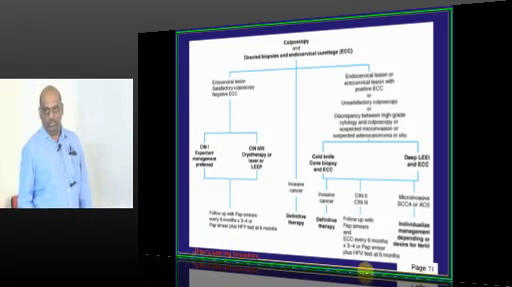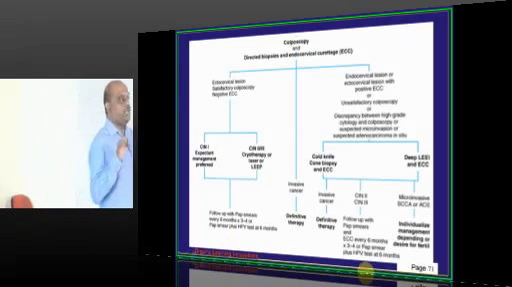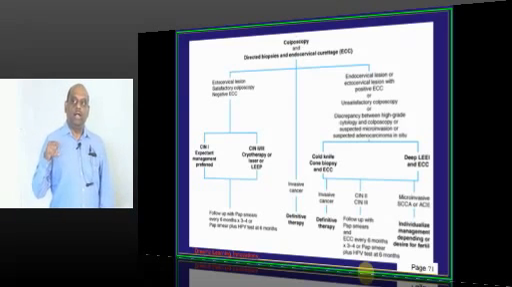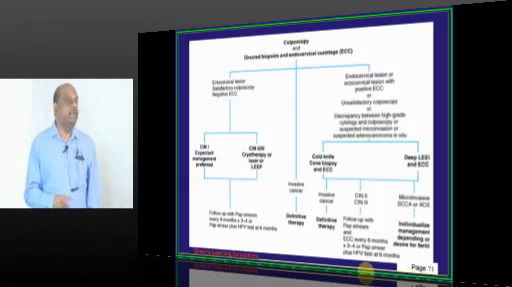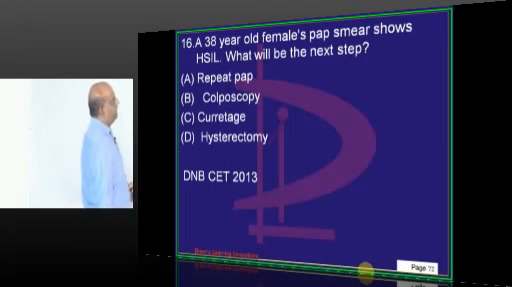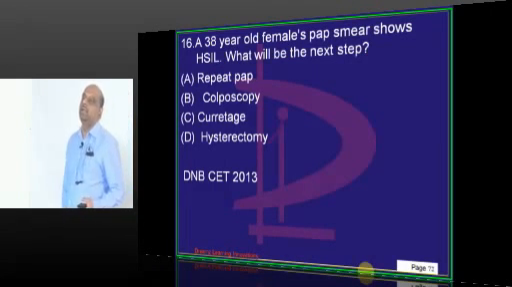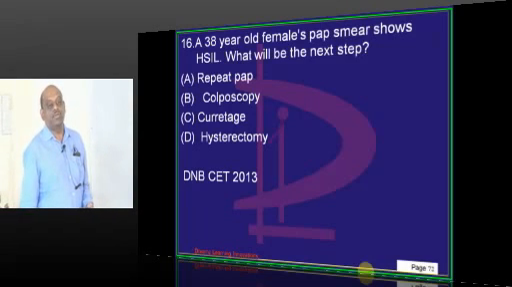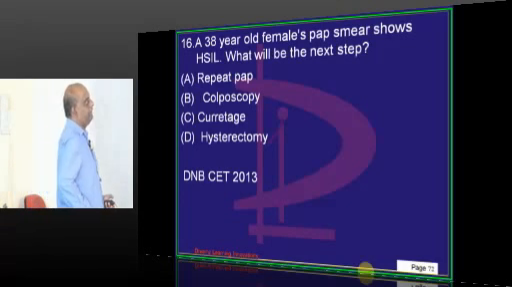So, I leave the literature for you. If the starting point is an abnormal Pap smear, how do you clinically approach after doing colposcopy and manage a case of cervical dysplasia? You must be very sure of the algorithm. Now doctor, a 38-year-old female, Pap smear is showing high grade squamous intraepithelial lesion. What will be the best next step you want to do?